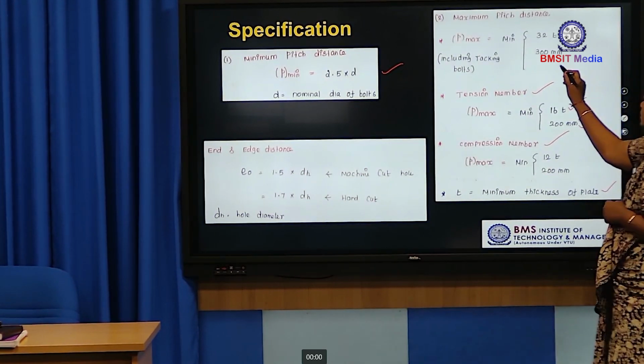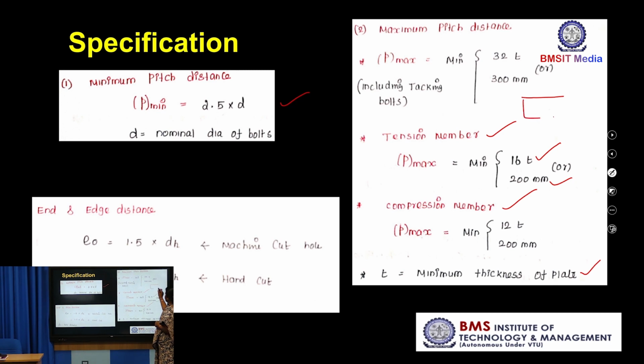For example, this is one plate, and this is another plate. The thickness of this plate is 10 mm and this plate is 8 mm. To find out the maximum pitch, for this T we have to use 8 mm only, because T equals the minimum thickness of the plate. This formula is applicable only for the tension member.